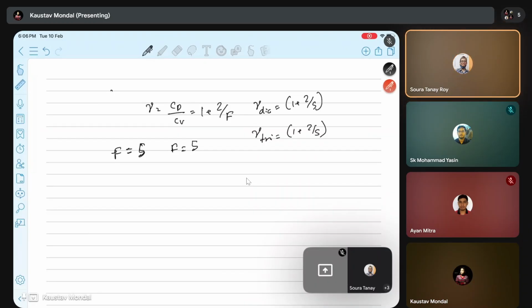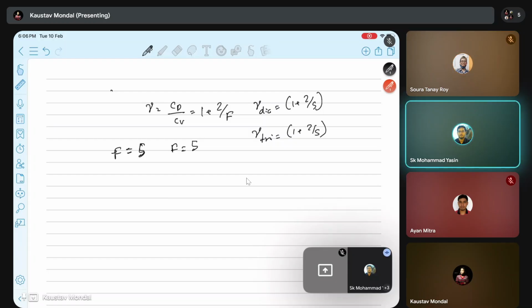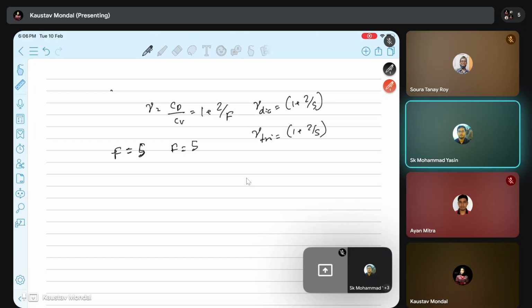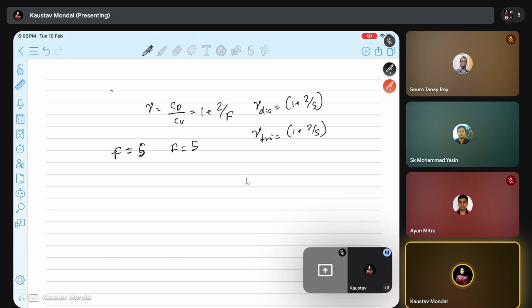But 7 by 5 is given here as the wrong answer. I also did the same. For me also 7 by 5 came. The question: calculate the ratio of specific heats gamma for a mixture of 1 mole of ideal diatomic and 1 mole of ideal triatomic gas. The accepted answer is 5 by 4.